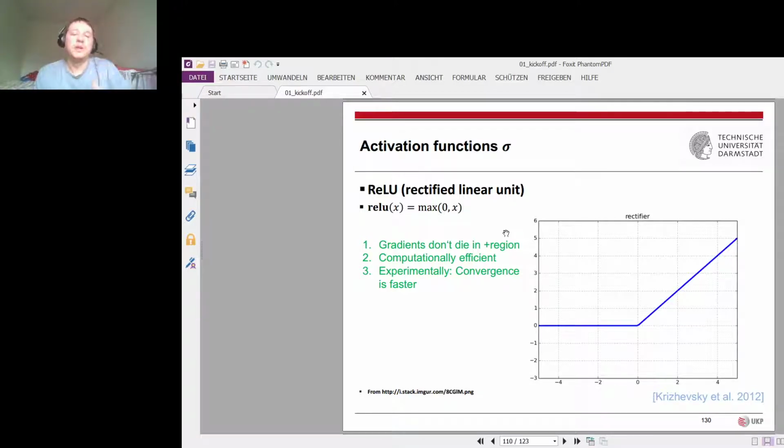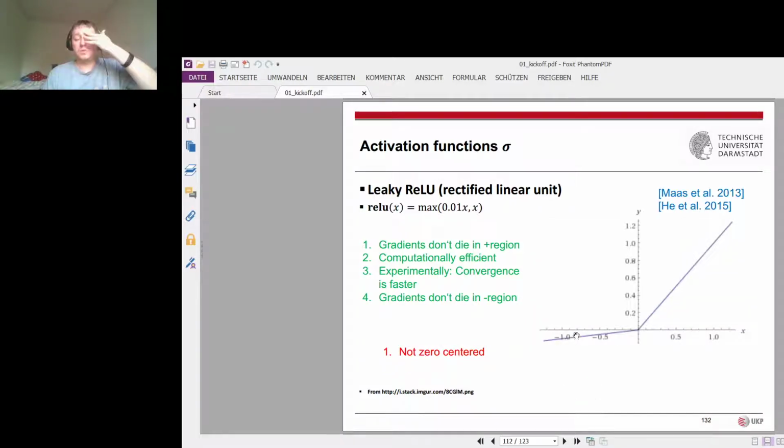And experimentally it has been shown that if you use that, then your network converges faster to a good solution. But the negatives: it's not zero centered, because it goes from 0 to infinity, and it kills gradients in the negative region, right? Because here the derivative is 0, so it's not good here.